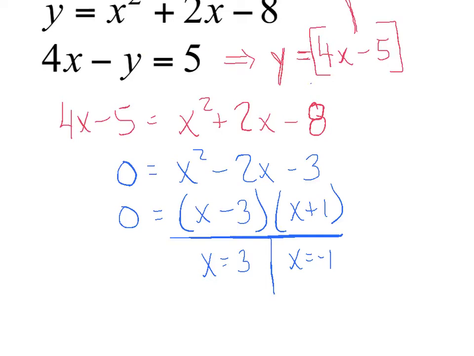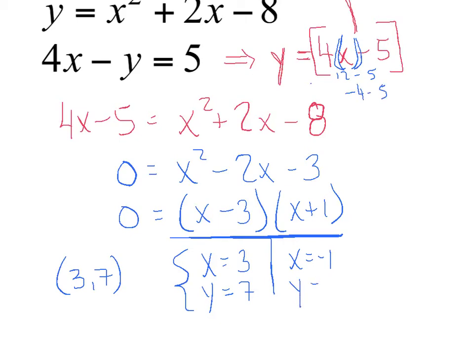So real quick, here's what I got when I moved all the terms over and factored it and so forth. I got x equals 3. Now I'm going to substitute that 3 right here, and 4 times 3 is 12. 12 minus 5 is going to give me 7. So the ordered pair (3, 7) is one solution. I'm also going to take the -1 and plug it in up here into x, and 4 times -1 is -4 minus 5. That gave me y equals -9, and therefore my second solution is (-1, -9).